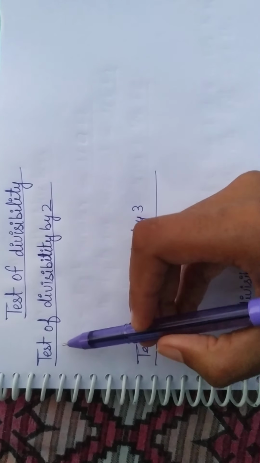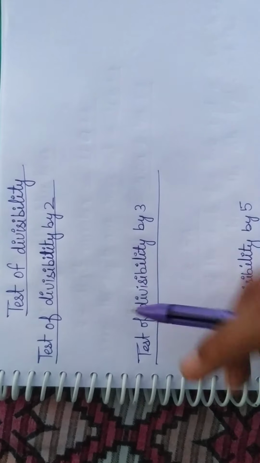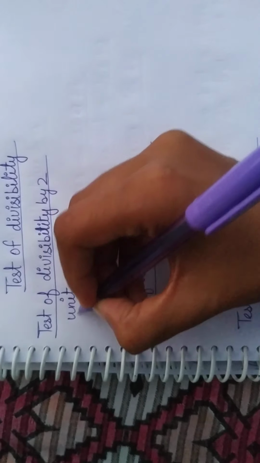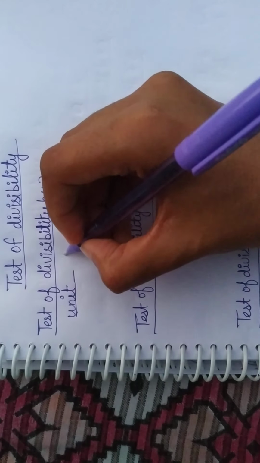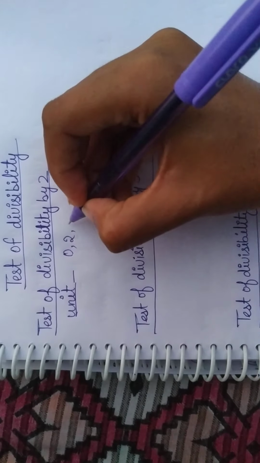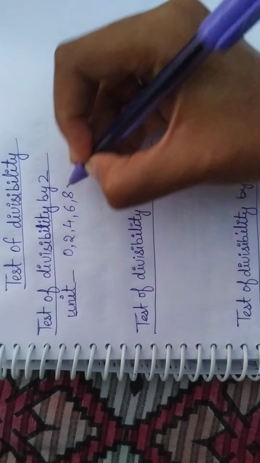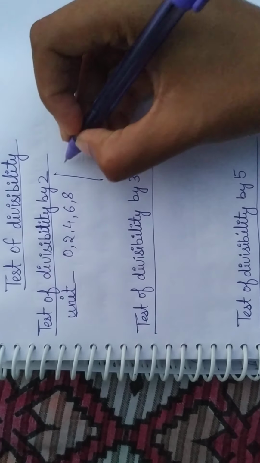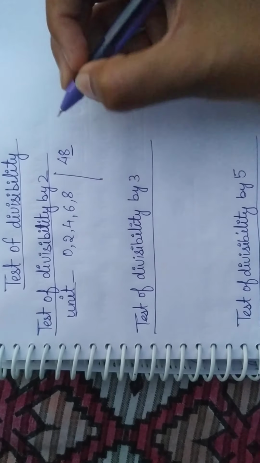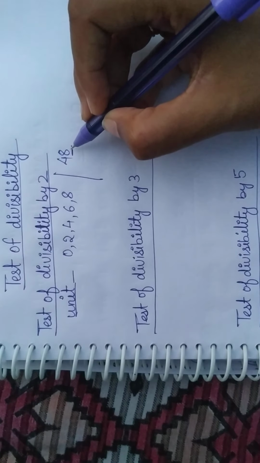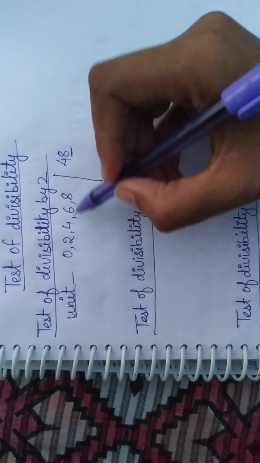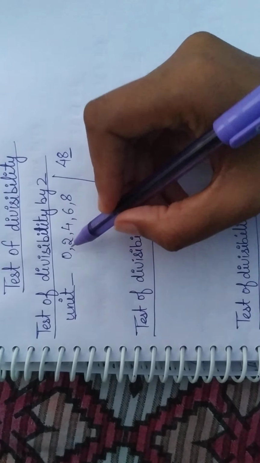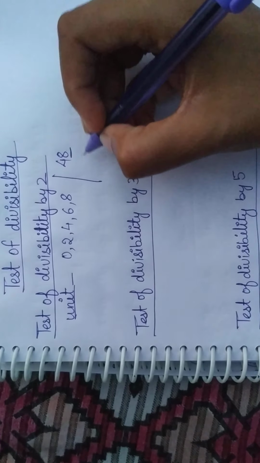So the first thing is test of divisibility by 2. For checking the divisibility by 2, we should check the unit place of the number. Unit place means ones place. So if the unit place of the number is 0, 2, 4, 6 or 8, then the number will be divisible by 2. For example, I can show you 48. 8 is ones place number in 48. And as you can see, 8 is also there in 2, 4, 6, 8 and 0. So you can say that 48 is divisible by 2.